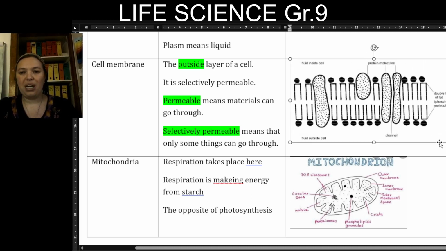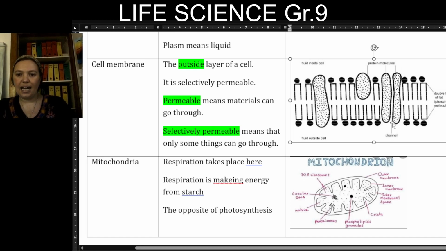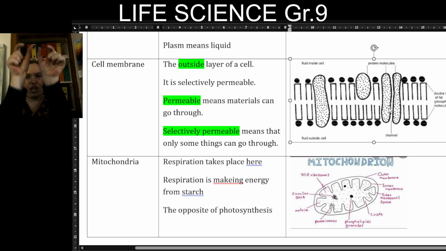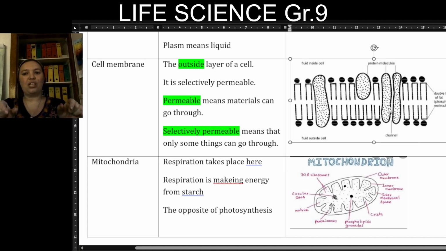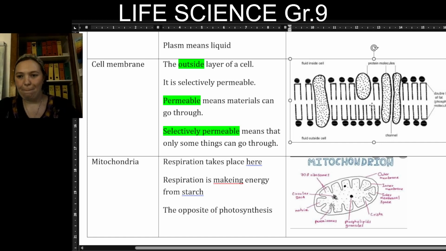So here's just a bigger picture of the cell membrane. You can see it's double like that. And these things lying in here are protein molecules that lie like columns inside the cell membrane, and that basically makes channels. So it opens a channel and then stuff can go through and then it closes again. And then what is next?